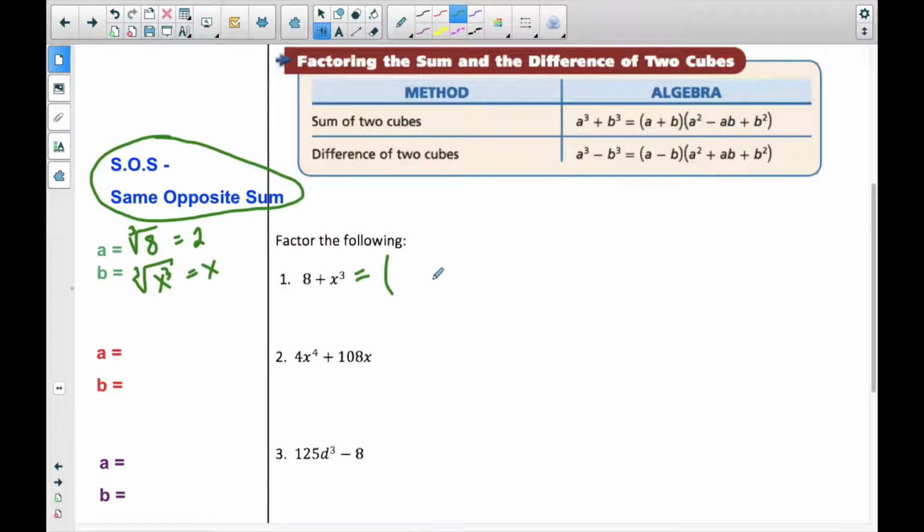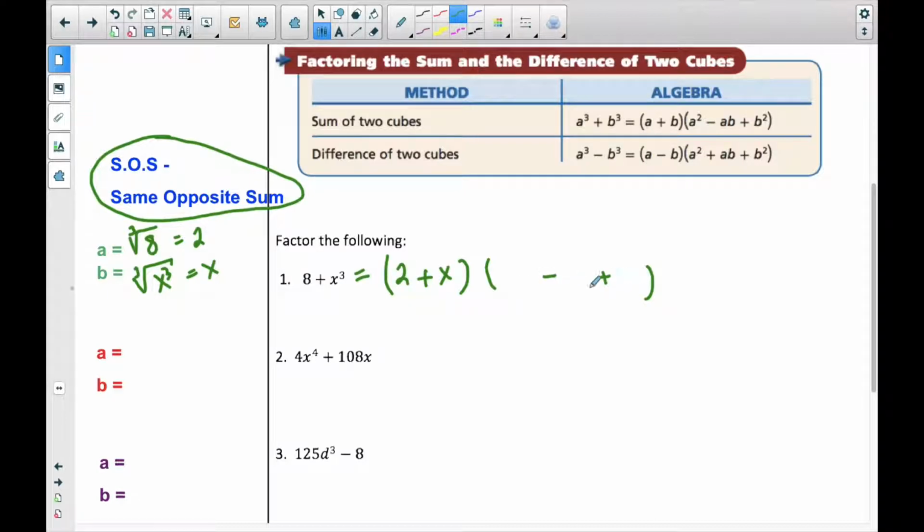And so when we start this out, we're going to have 2 terms in our first set of parentheses, and we're going to have 3 terms in our second set of parentheses. If we think about SOS, it's going to be same, opposite, sum. Now, we just need to fill in the blanks. To fill in the blanks, look at the pattern. The first one is just a plus b or a minus b. That is 2 plus x.